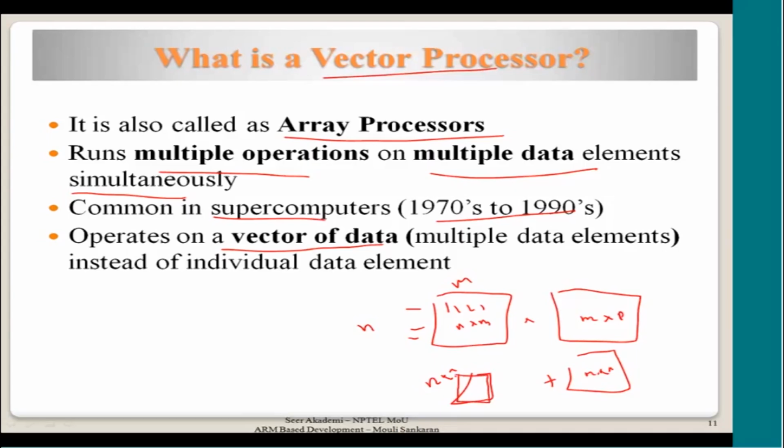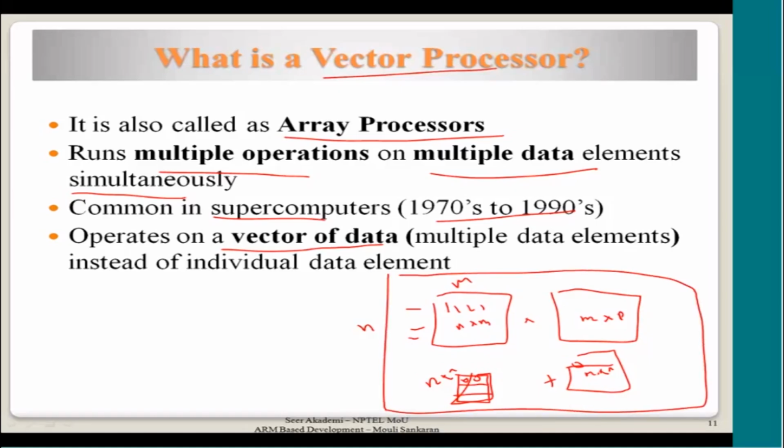Now what happens, each element here needs to be added to this element here. So we can take a particular row and a particular row here and then add them all. So these operations which are done on a matrix operate on different data, but the intent, either a multiplication or addition, that instruction is single. So basically a vector processor is to operate on a matrix of data or a vector of data.